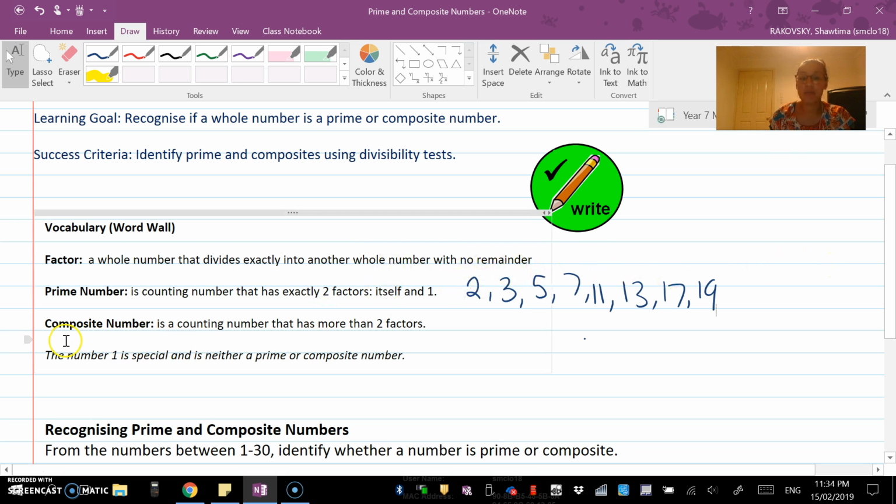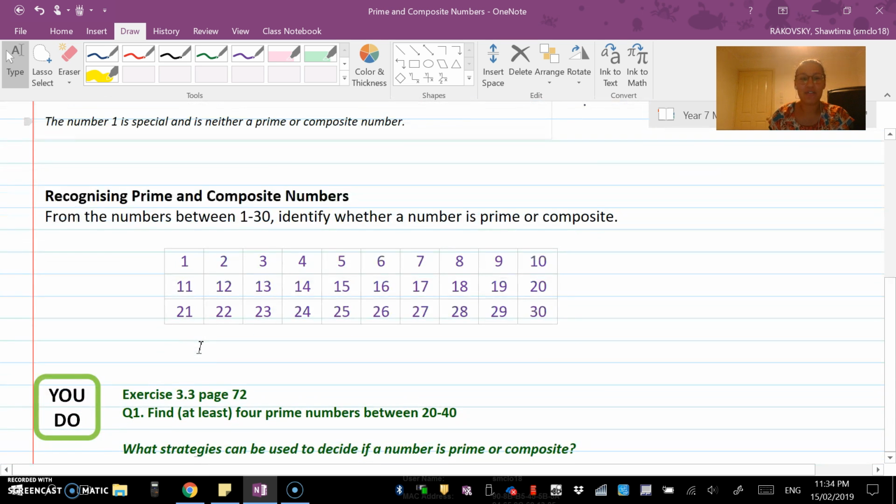And a composite number is a number that isn't a prime number, so therefore it has more than two factors. One is a special number and is neither prime nor composite. I will not go into that now. Okay, so I'm just going to recognize prime and composite numbers.